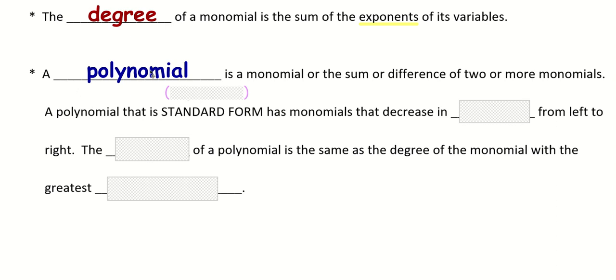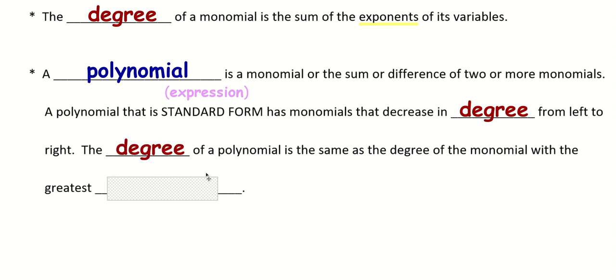Okay, fine. A polynomial is a monomial or the sum or difference of many monomials. So like 2 or more monomials added together. There you go. That's a polynomial. You could also just call it an expression. A polynomial that is in standard form, basically the monomials go from largest degree to smallest degree from left to right.